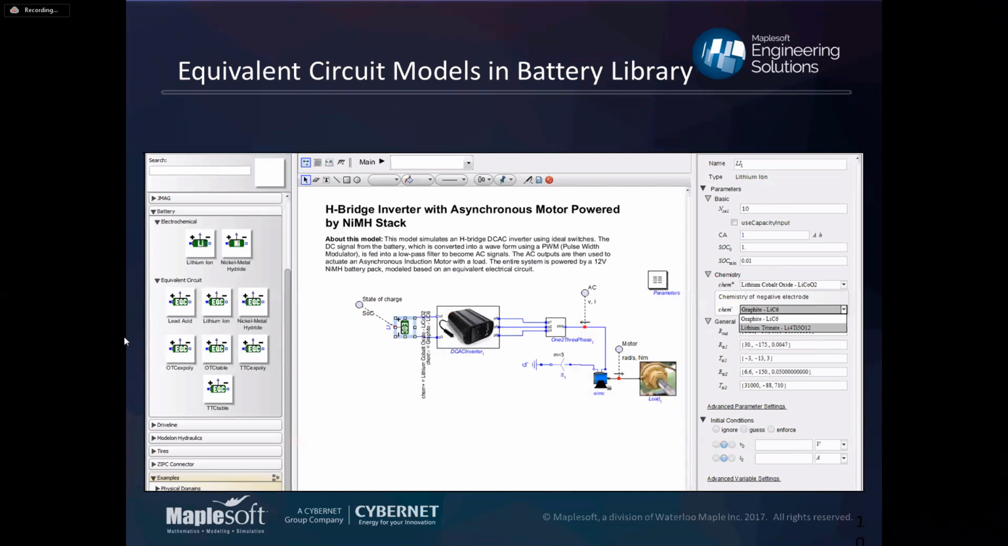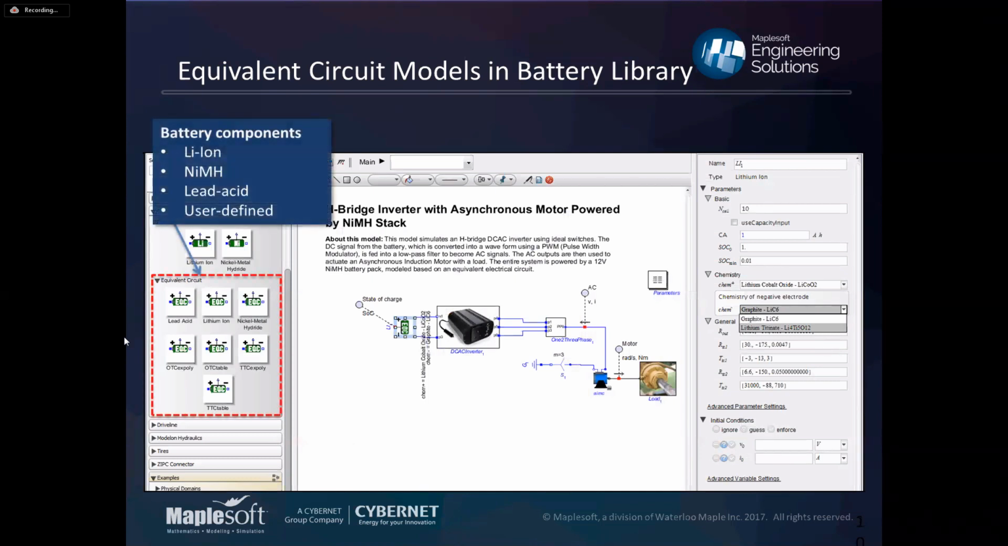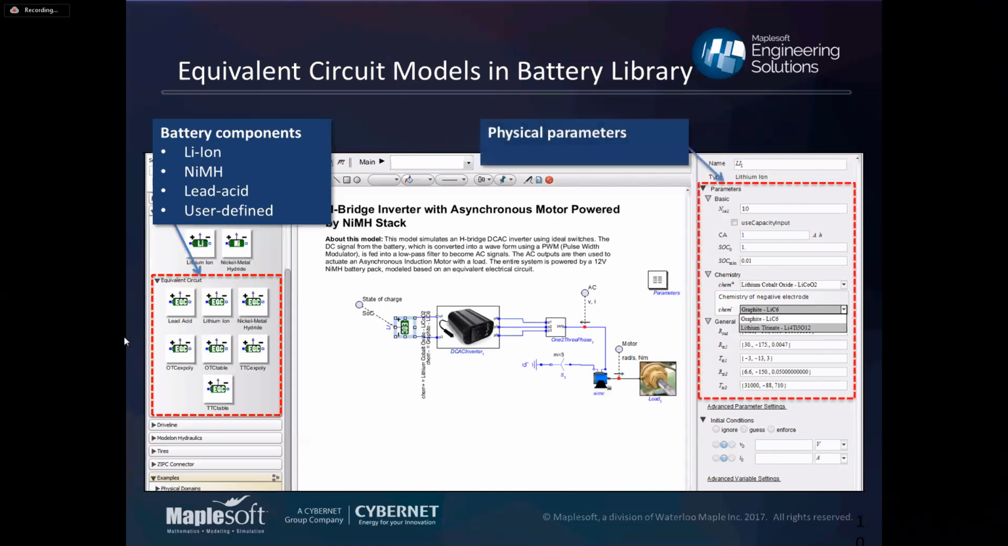Similarly, the process is the same for the equivalent circuit model. Here we can see additional battery types to select from, and the approach is much the same, with the parameters specified readily on the right. In this case, the example is showing the anode material selection.